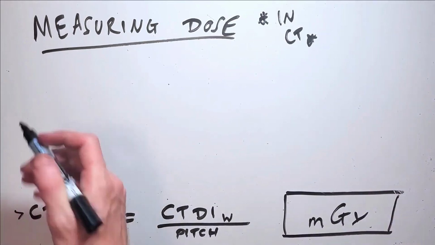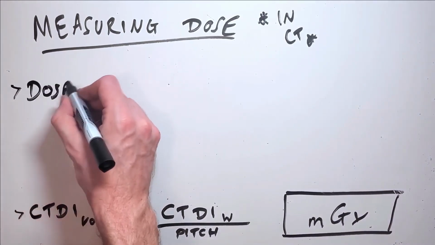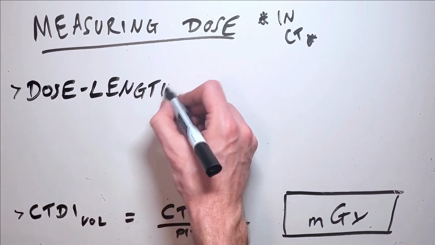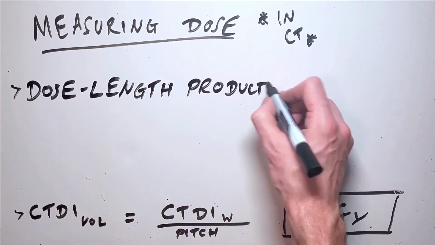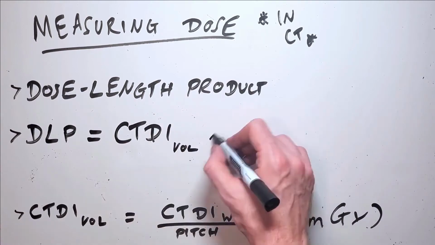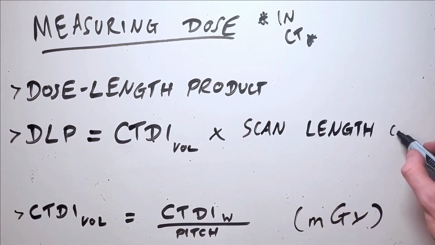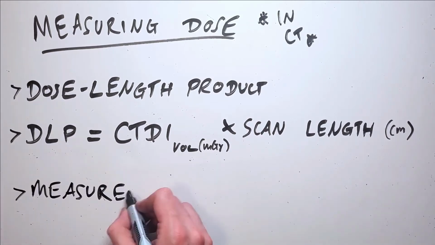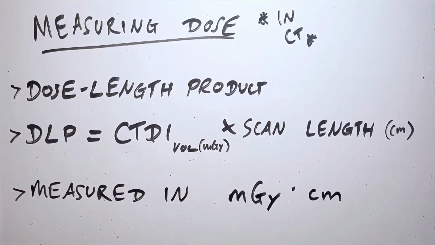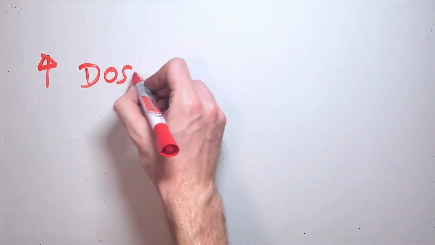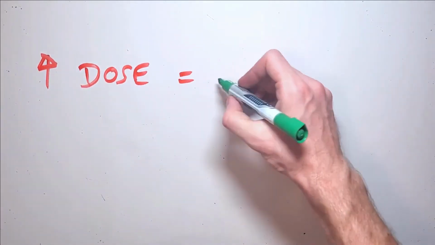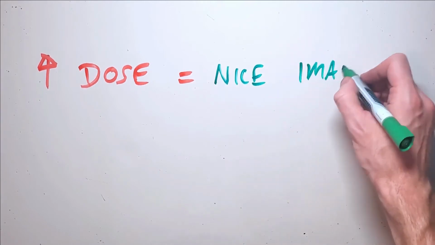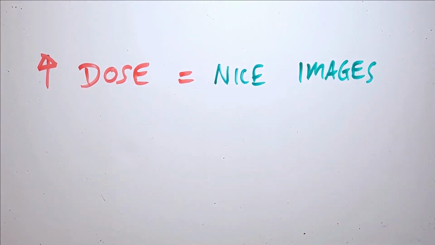As well as assessing the overall dose passing through a patient during the scan, we also need to consider the z-axis length of the scan, which is assessed in the dose length product, or DLP. This is simply the CTDI volume multiplied by the length of the scan in centimeters, so the units are milligray centimeters. Radiation dose is directly related to the quality of our images in CT because the higher the dose, the greater amount of signal reaching the detector, and therefore the lower amount of noise we'll see on the image.